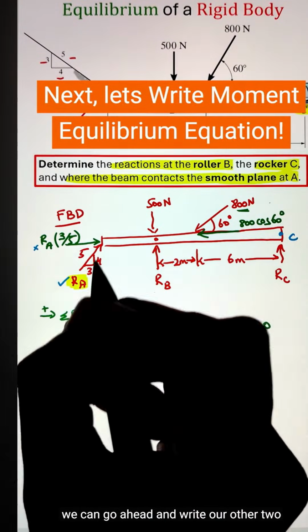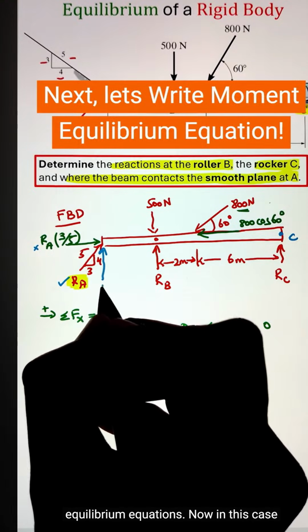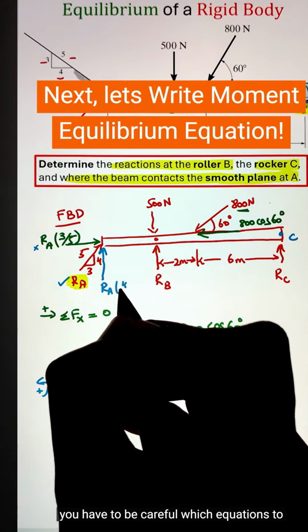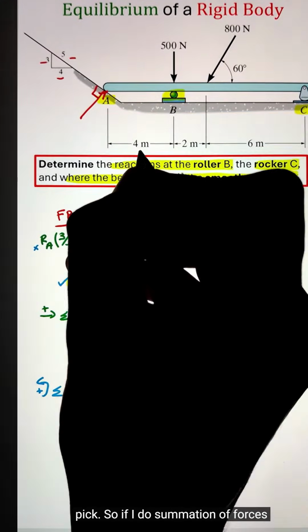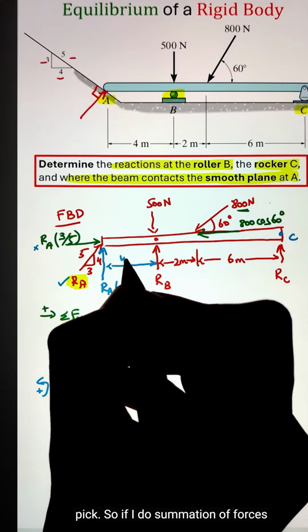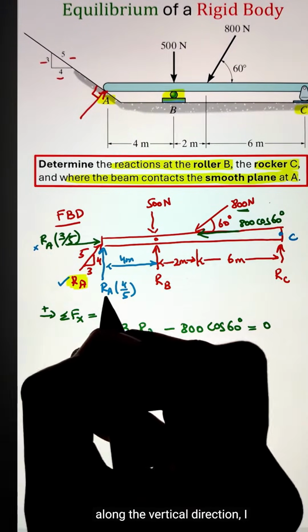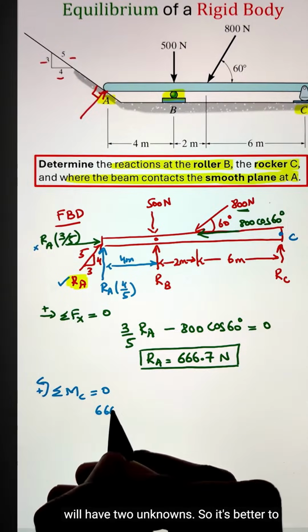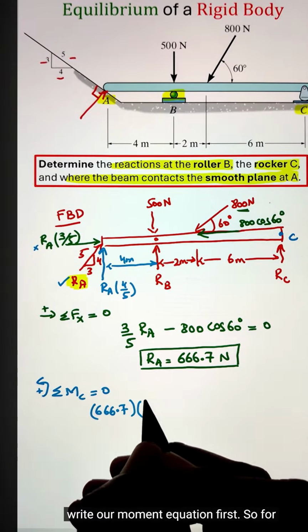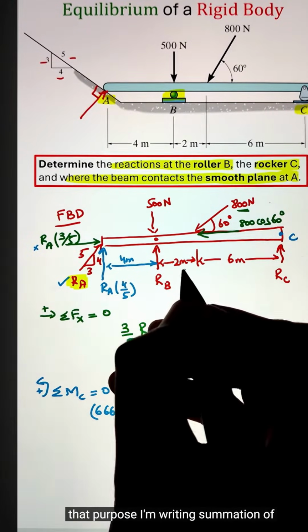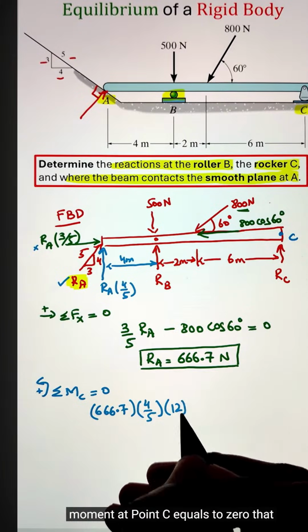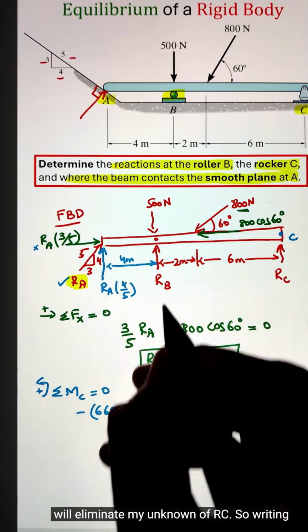Next, we can go ahead and write our other two equilibrium equations. In this case, you have to be careful which equations to pick. If I do summation of forces along the vertical z direction, I will have two unknowns, so it's better to write our moment equation first. For that purpose, I'm writing summation of moment at point C equals 0. That will eliminate my unknown of RC.